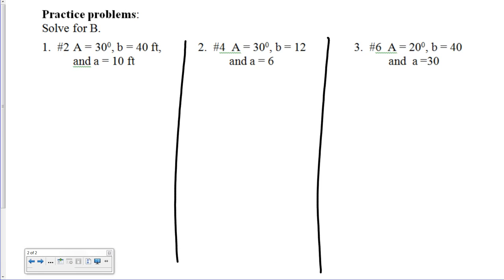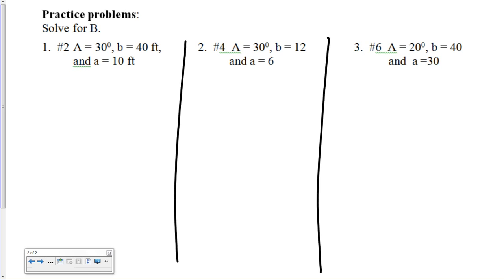So we have, for number 2, angle A, remember uppercase is angle. Angle A equals 30 degrees. Lowercase b, which is the side, equals 40 feet. And side a is equal to 10 feet. And so the question is, go ahead and solve.